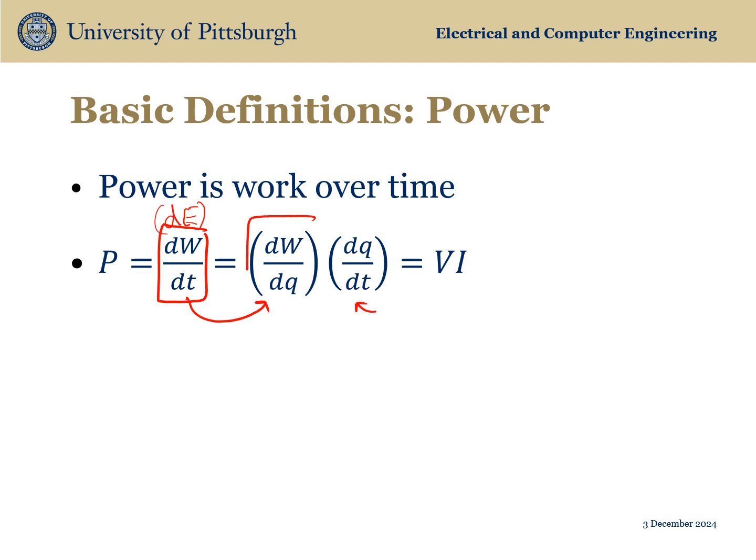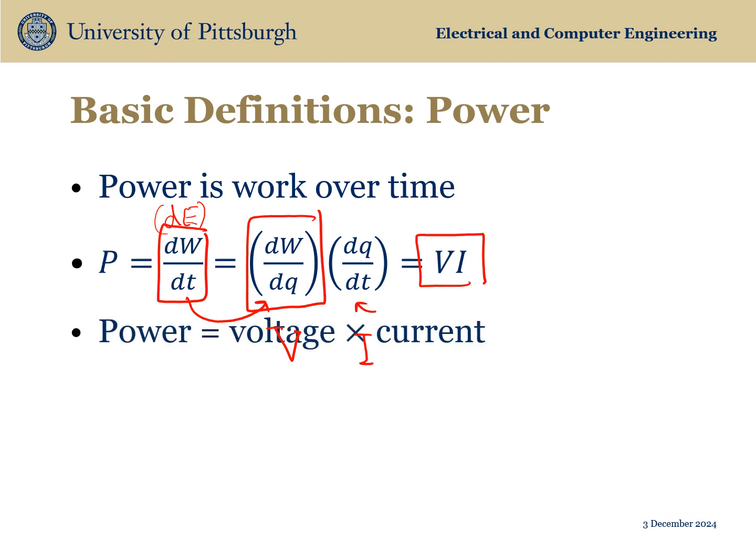Now, this first term here is the rate of work per unit charge. This is the amount of work or amount of energy you need per unit charge. This is actually the voltage. And dq/dt is the rate of change of charge over time, so this is actually the current. So the power of an electric circuit or an electric element is the voltage across this element times the current going through this element.